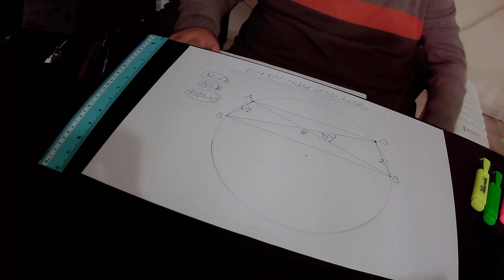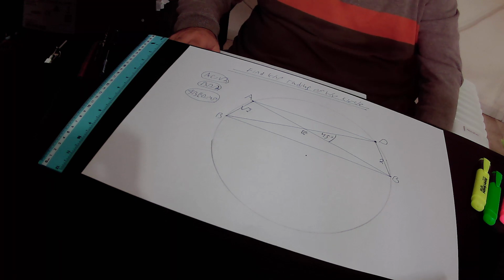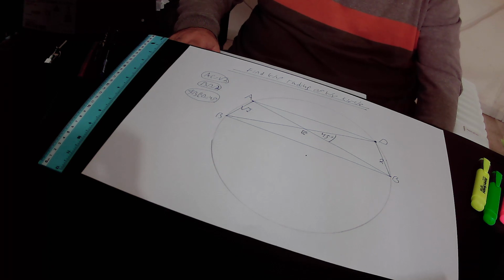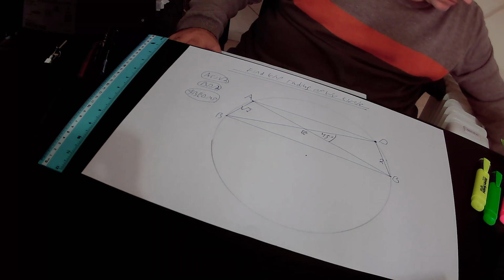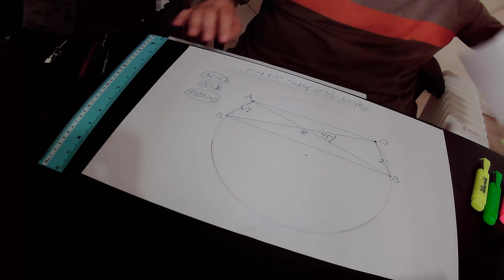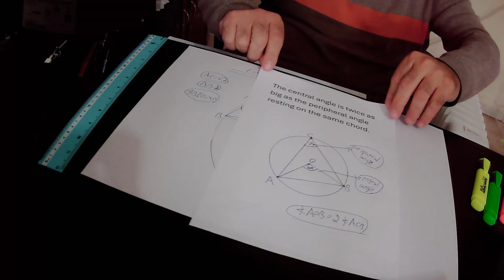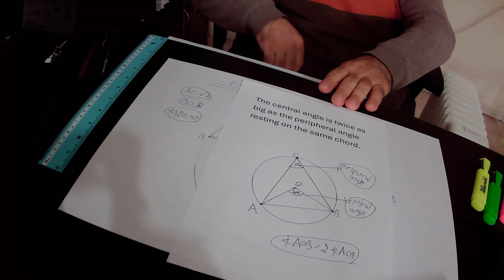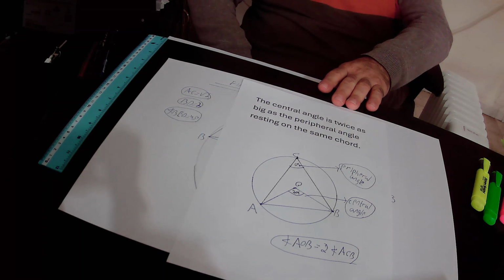Okay, so we use two rules in order to solve this question. The first rule is that the central angle is twice as big as the peripheral angle resting on the same chord. Repeat again. The central angle is twice as big as the peripheral angle resting on the same chord.